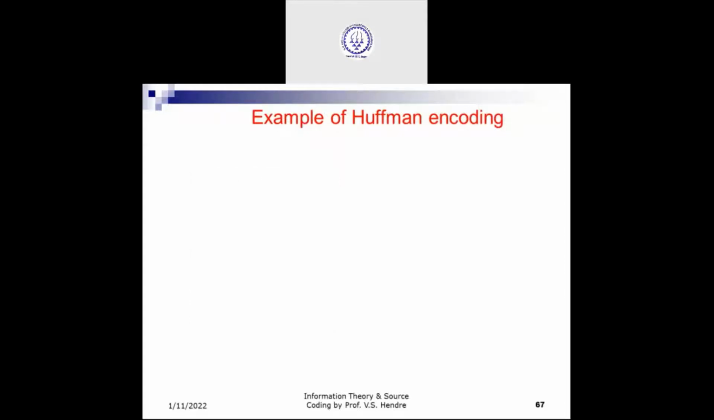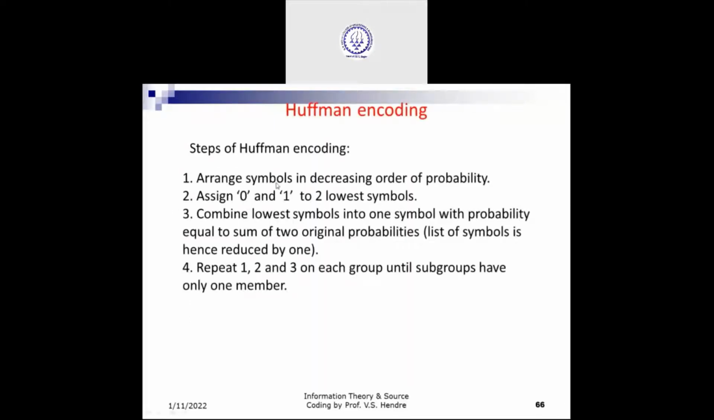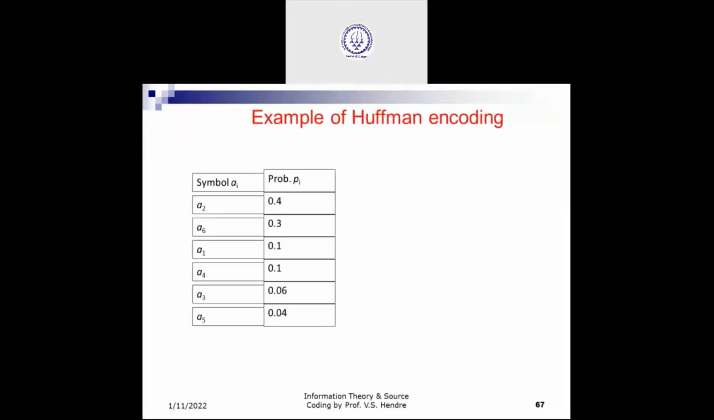Now as per the steps, step number 1, arrange symbols in decreasing order of probability. We observe that we have already organized these symbols in decreasing order of probability. So 0.4 is on the top and 0.04 is at the lowest. The probabilities are arranged in decreasing order.